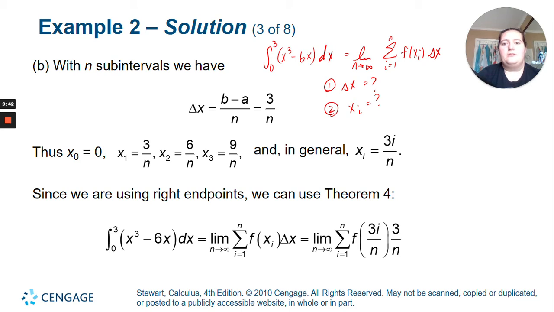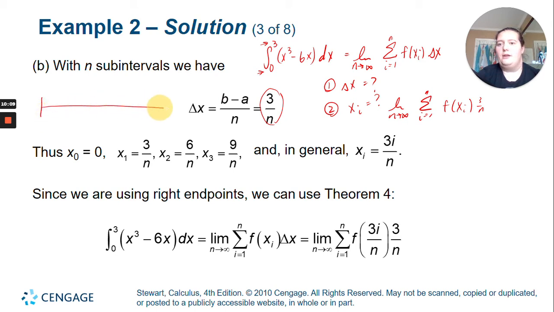So delta x is b minus a over n. My b is 3. My a is 0. 3 minus 0 is 3, so 3 over n. So there is my delta x. So when I go to figure out this problem, it's going to be the limit as n approaches infinity of the sum from i equals 1 to n, f of xi times 3 over n. So far so good.